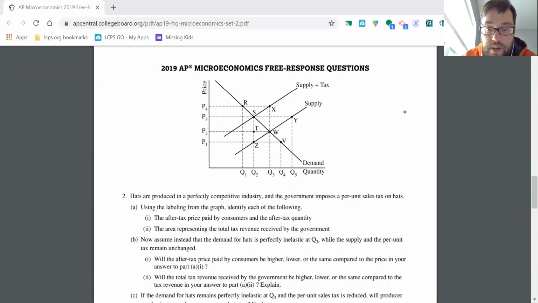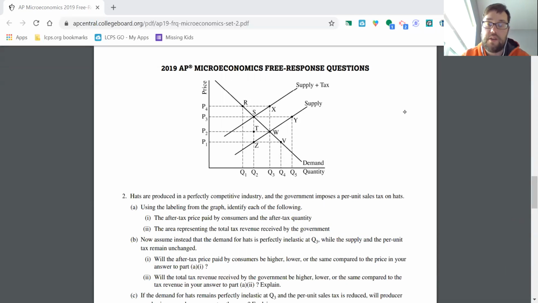Perfectly inelastic at Q3. So what does that mean? Essentially, they're saying get rid of this demand curve. This demand curve no longer exists. Demand is now perfectly inelastic at Q3. Well, what does that mean? You go to Q3. Perfectly inelastic means the demand curve looks something like this. So let's put a D for our new demand curve.